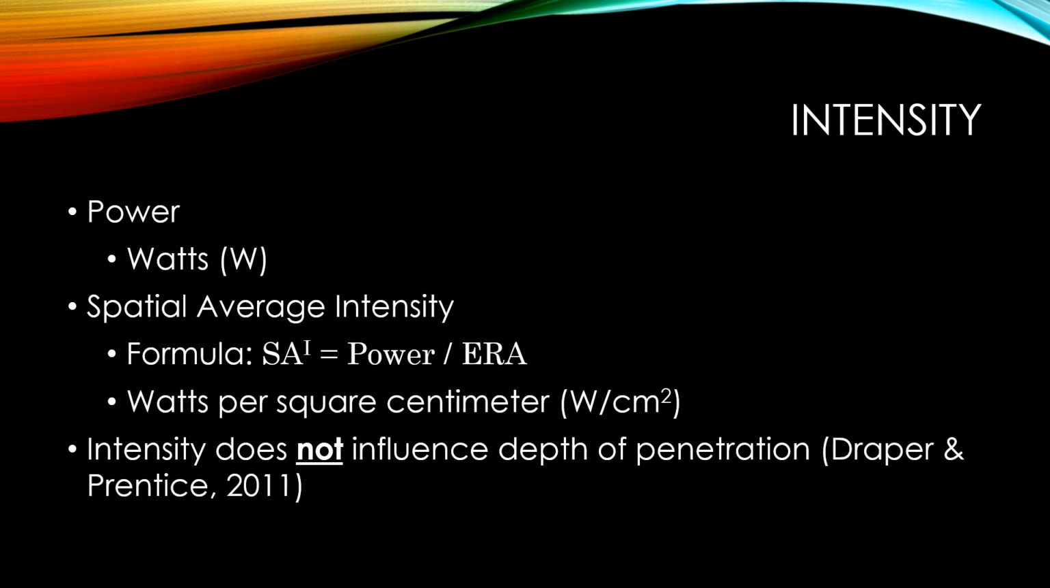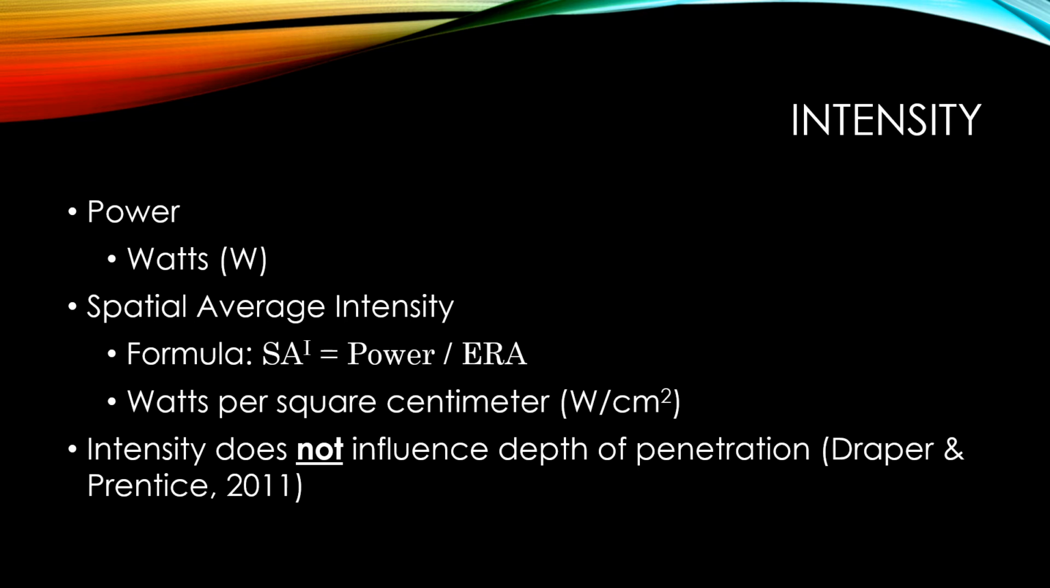So that leads us to this other measure of intensity that's usually used in the clinic, and that is spatial average intensity. You'll remember we talked about this in the video on ultrasound properties where we talked about the beam non-uniform ratio. Anyway, the spatial average intensity, or the average intensity if you took a cross-section of the ultrasound beam, the formula for that is power, which we just talked about, divided by the ERA, or effective radiating area. So you take the power, you divide it by the square centimeters, and you get this measurement of spatial average intensity, which is measured in watts per square centimeter.